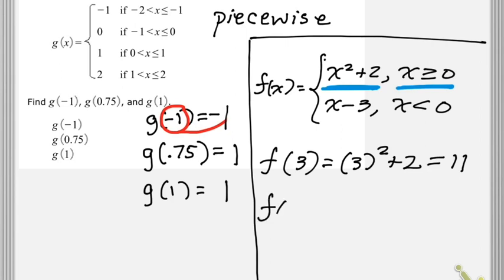Then say I go, what's f of -1? F of -1, so -1 is less than 0, so I'm going to use this piece of the function. Plug in -1 for x, and negative 1 minus 3 is negative 4. And that's it. That's evaluating a piecewise function for different values of x.